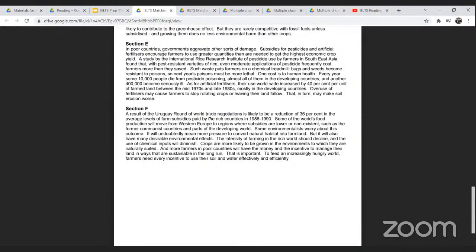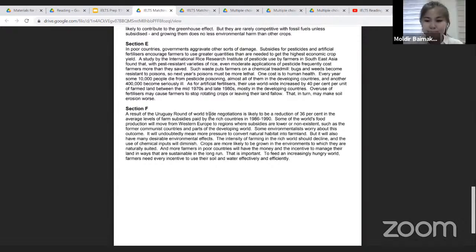Ну вот, some of the world's food production will move from Western Europe to regions. Потом it will undoubtedly mean more pressure to convert natural habitat into farmland. Ну типа будет много изменений. Я думаю, что изменения это есть проспект, ну типа будущее, что-то такое. Хорошо. Но смотри, ты сказал, тут agreement вообще нет, да?